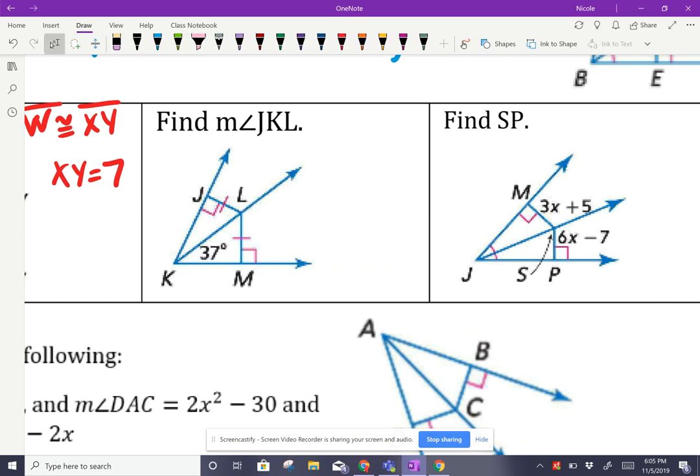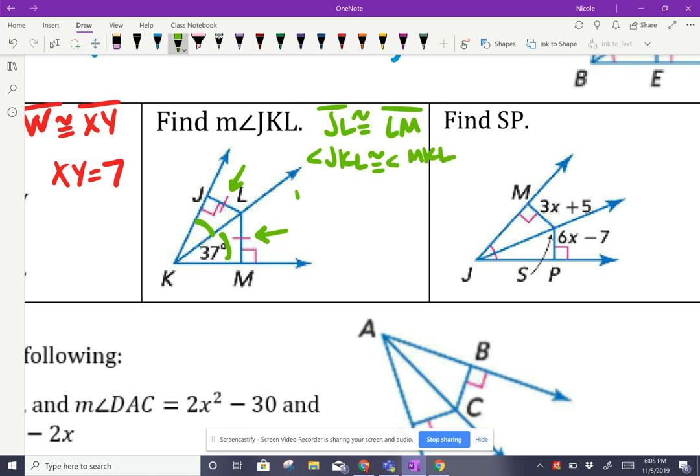Okay. If we have our congruent marks here from JL being congruent to LM, that means it is on the angle bisector. So that means my angle is being bisected or cut in half. So I can say that these two angles are congruent. So angle JKL should be congruent to angle MKL. Don't forget your angle sign, MKL. So the measure of angle JKL should also be 37 degrees.